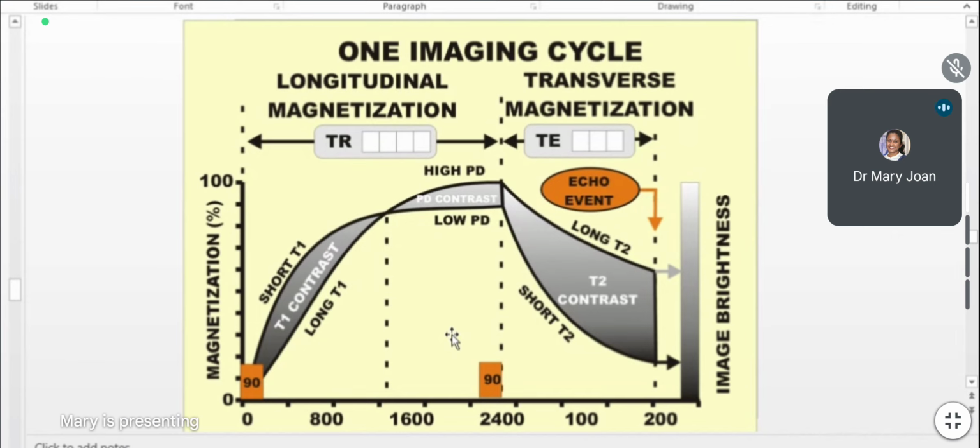So for one imaging cycle, we have longitudinal magnetization and transverse magnetization. We have seen in the previous one, short T1 and long T1, the difference between them is what is called T1 contrast, and high PD and low PD is the proton density contrast, and long T2 and short T2 is what gives rise to T2 contrast.